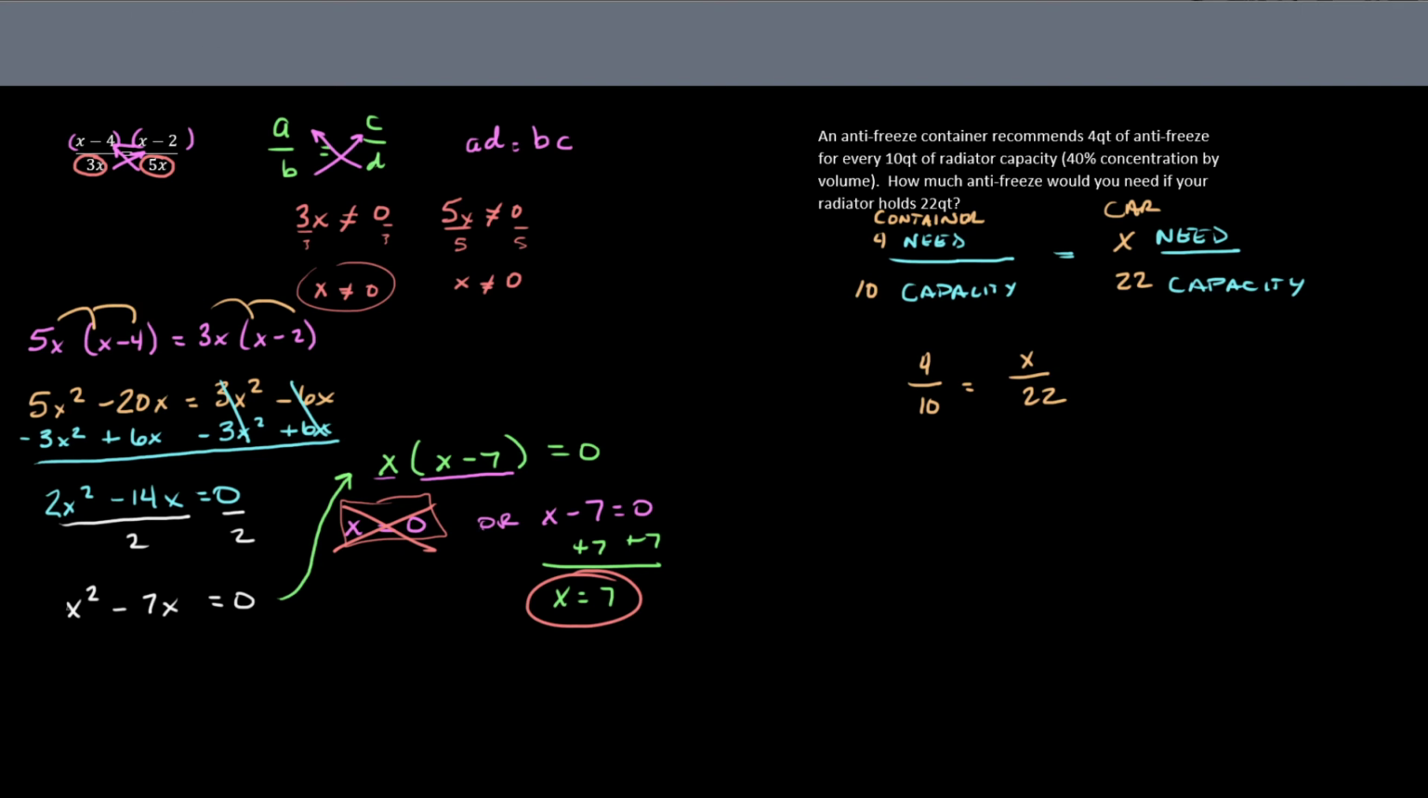Now we don't have a variable on the bottom, so we don't have any values of x that cannot be allowed. So I can just cross multiply, giving me 88 is equal to 10x. And then dividing by 10, that gives me 8.8 is equal to x. So I need 8.8 quarts in this particular concentration in order to refill my radiator. Let's hope I didn't have to do that on purpose, like it blew out or something.